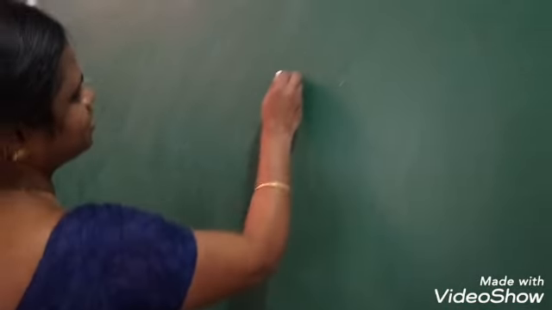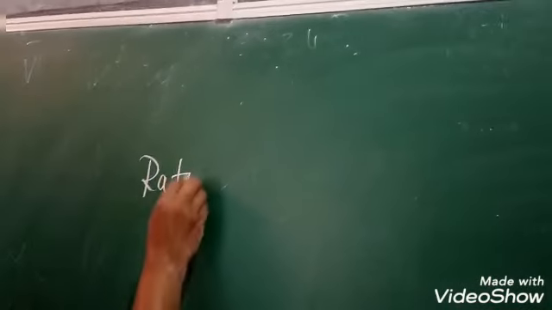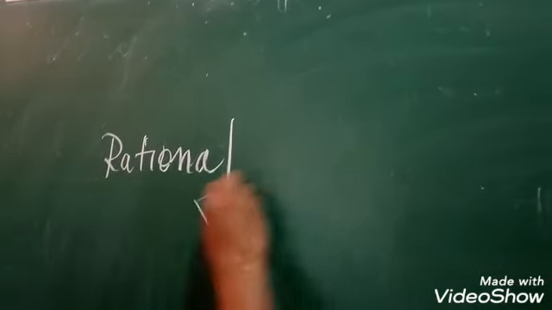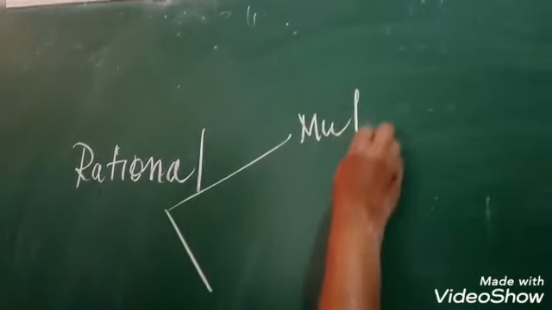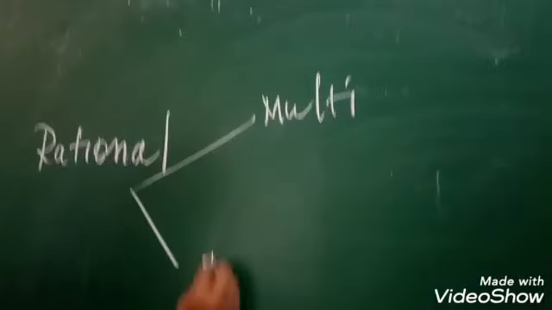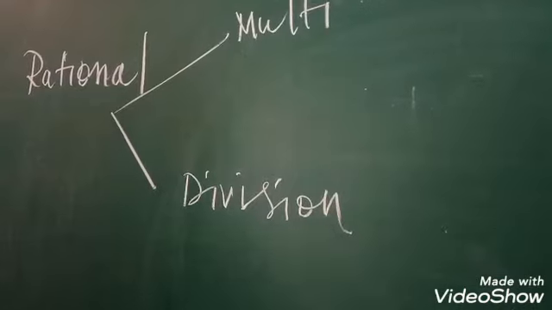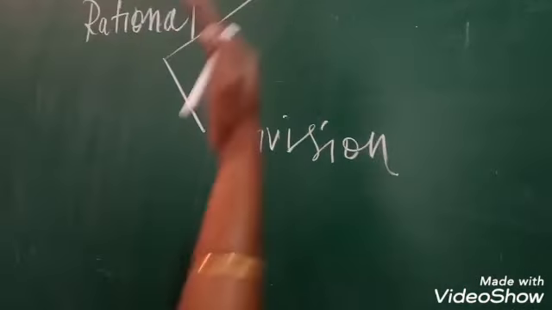Girls, rational expressions. In the last video I taught that rational expressions of polynomials are divided into two: one is multiplication of polynomials, another one is division. We are going to see both in this exercise. Multiplication and division are the same.